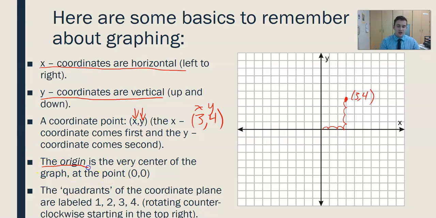The origin of this coordinate plane is the very center of the graph at (0, 0). So 0 in the X direction, 0 in the Y direction, we call that the origin.